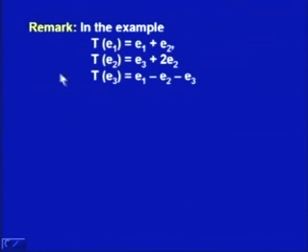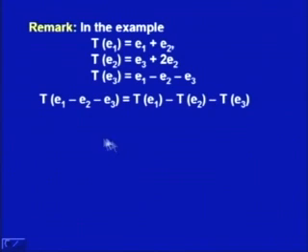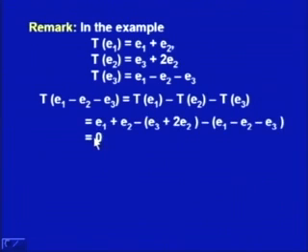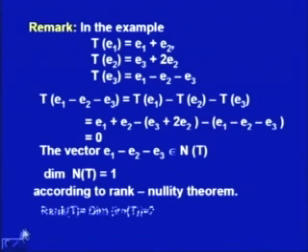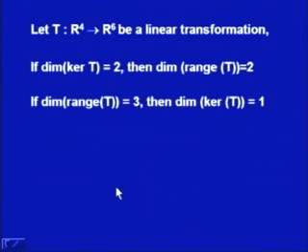Now, what happened in the earlier example, which was Te1 is equal to e1 plus e2, Te2 was e3 plus 2e2, Te3 is e1 minus e2 minus e3. In this example, the vector e1 minus e2 minus e3 is actually the linear combination Te1 minus Te2 minus Te3, and this is actually 0, and that means the vector e1 minus e2 minus e3 belongs to the null space of T, and dimension of the null space is equal to 1 in that case. So, according to the rank nullity theorem, the rank of T is dimension of image T, which is 2, and in this case the 3 vectors cannot map to linearly independent vectors.